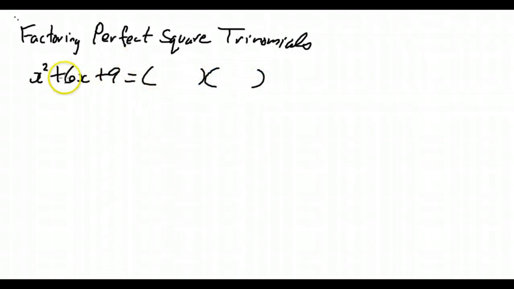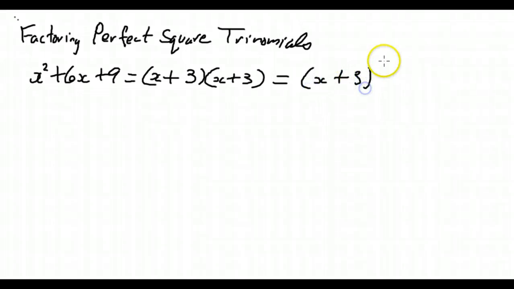Okay, two numbers multiply to 9 and add to 6. 3 and 3, they are the same sign, and the middle sign tells us they are both positive. Well, that's really (x plus 3) quantity squared. So it's the square of a binomial. So how do we recognize one of these guys?